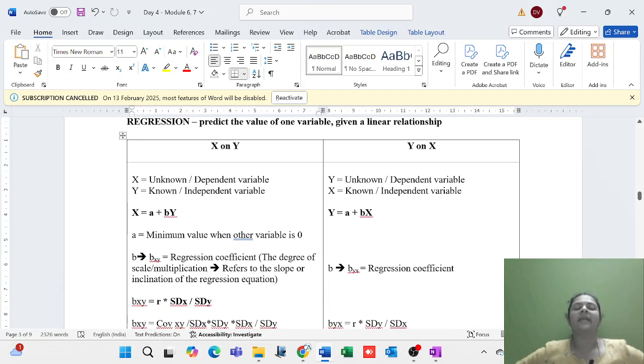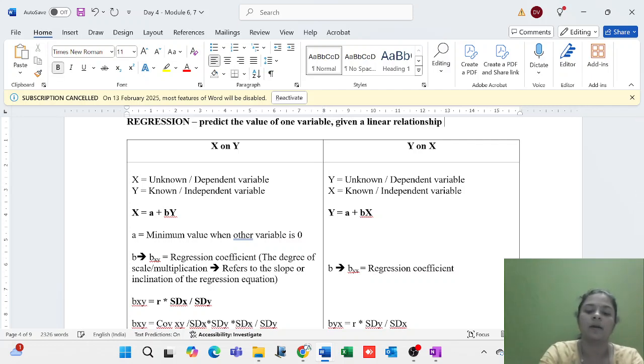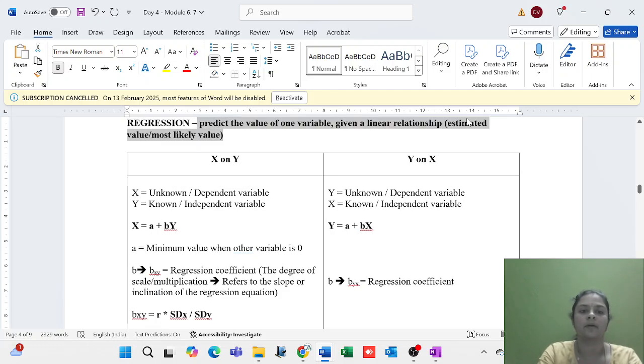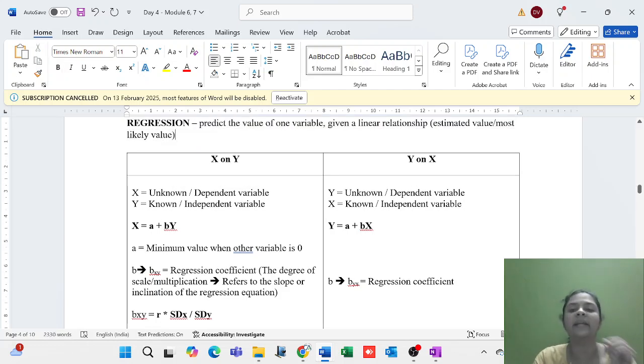Now, extension of correlation is regression. It is nothing but prediction of one value, arriving at the estimated value or the most likely value. These are the hint words. Okay, estimated value or most likely value. So regression is nothing but to predict one value, find the estimated or the most likely value of one variable given another variable, where there is a linear mathematical relationship between the two variables.